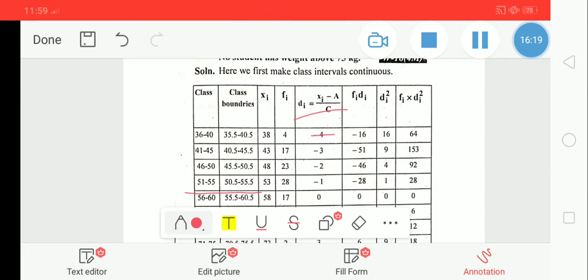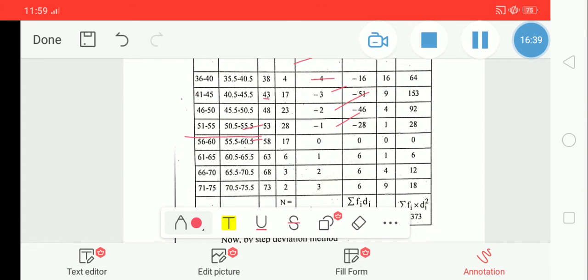Now here 43 minus 58 divided by 5 equals minus 3. 48 minus 58 divided by 5 gives minus 2. Now here 53 minus 58 divided by 5, so minus 1. And 58 minus 58 divided by 5 is 0.